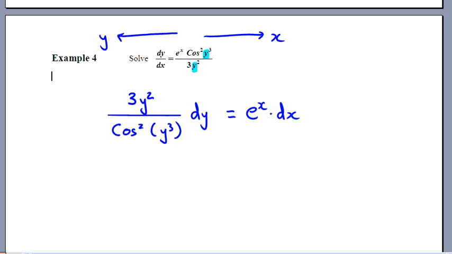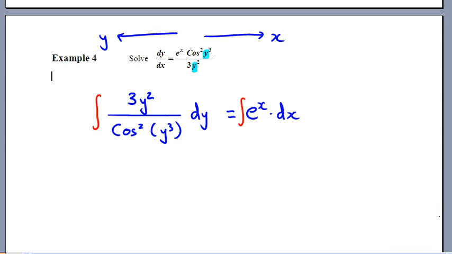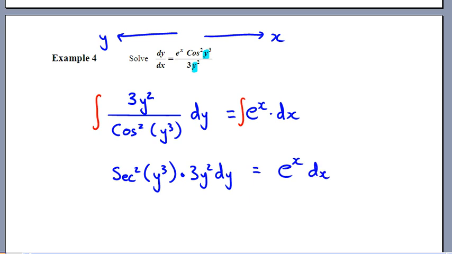And if I was to just start integrating this one over here on the left, it looks really intimidating. But if I just rewrite it a little bit, suddenly it doesn't look quite so bad. This is actually going to be, now dividing by cosine is secant, right? And it's squared. So this is secant squared of y cubed times 3y squared dy. That's actually going to work out really well, even though it looks complicated. And then we've got our e to the x dx. And yeah, we're going to integrate both sides.